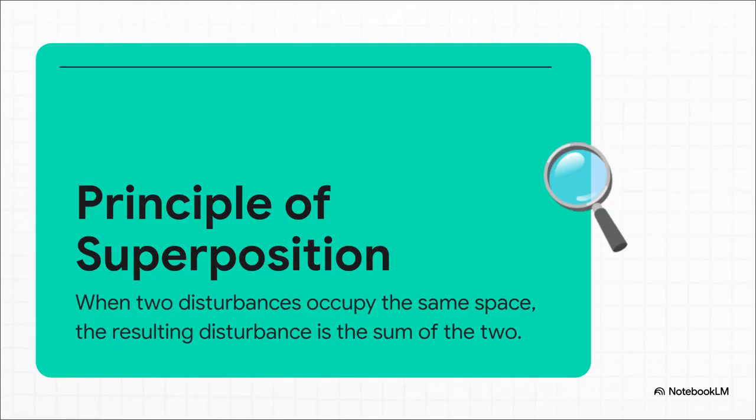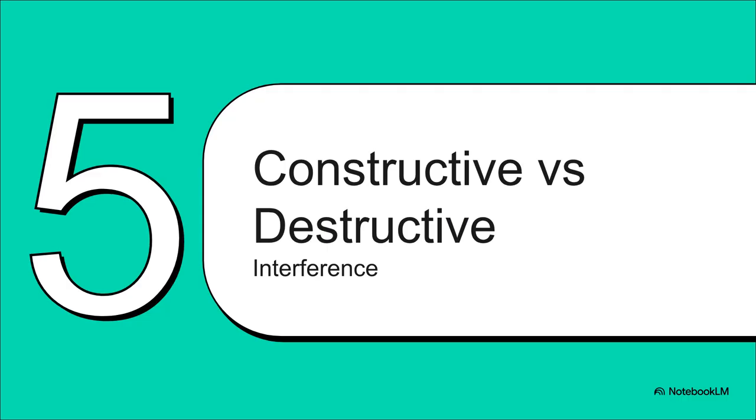The answer is this amazing thing called the principle of superposition. It sounds super fancy, but the idea is actually incredibly simple. You just add them up. For the instant they overlap, the new shape of the rope is just the sum of the two individual pulse shapes. And this simple idea of just adding them together leads to two totally opposite but equally fascinating results, what we call constructive and destructive interference.